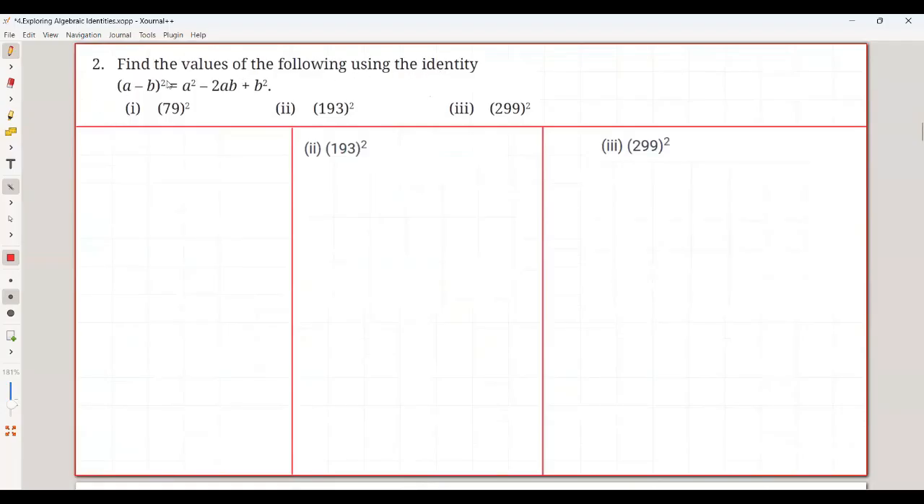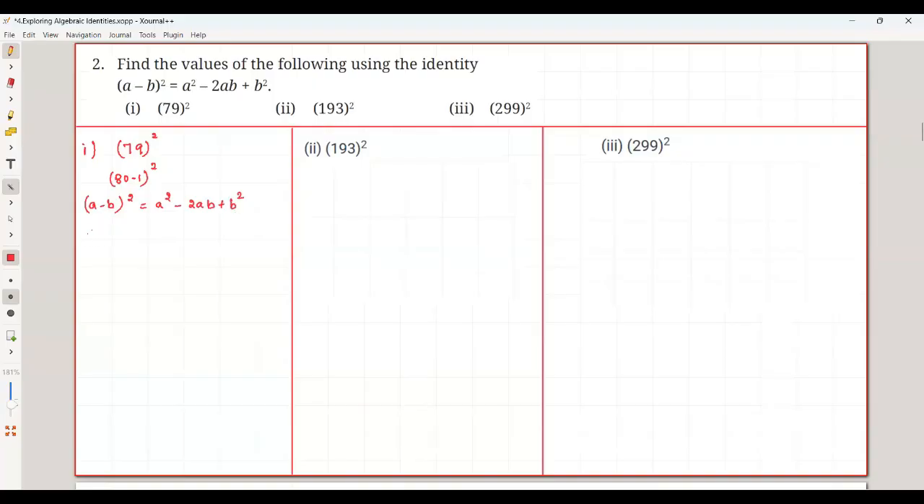Okay. The second one, find the value of the following using identity. A minus b the whole square is equal to a square minus 2ab plus b square. Okay. The first question is 79, 79 the whole square. So we have to use, so minus. Okay. A minus b. That means 79 we can write as 80 minus 1 the whole square. So I can just use the identity formula. A minus b the whole square is equal to a square minus 2ab plus b square.